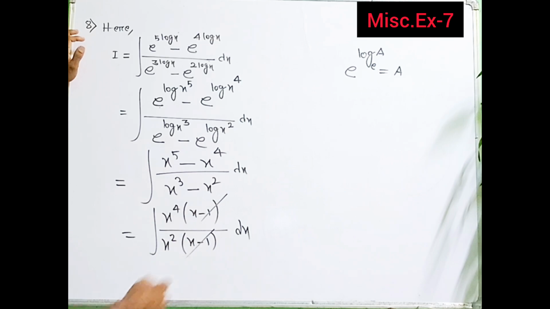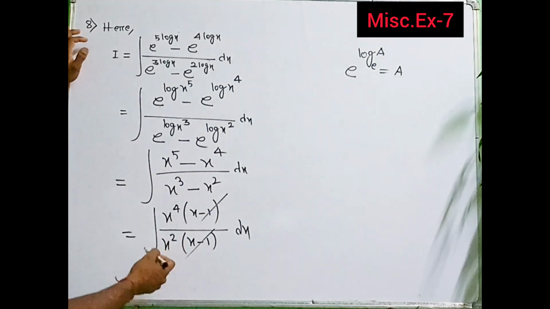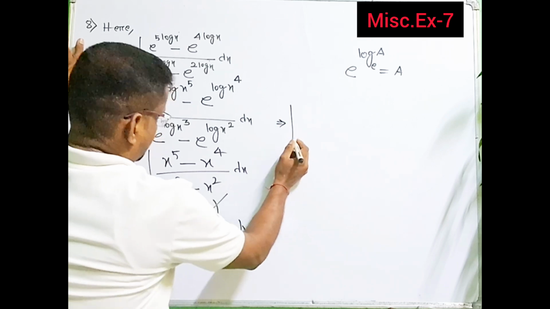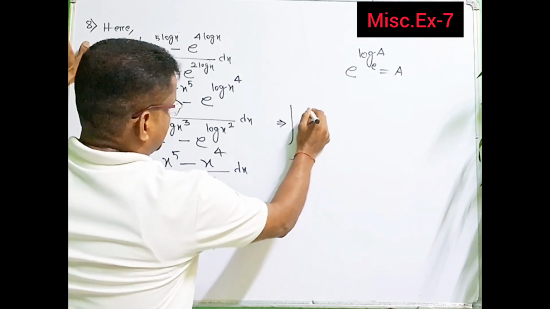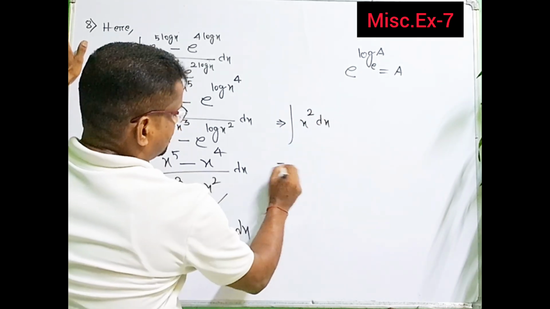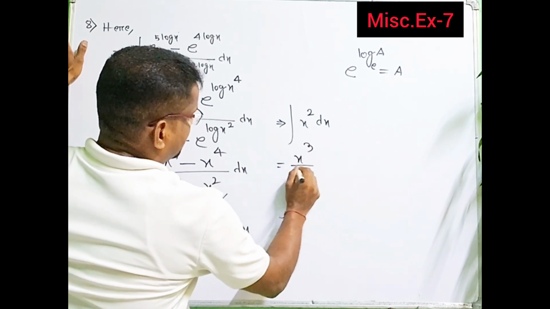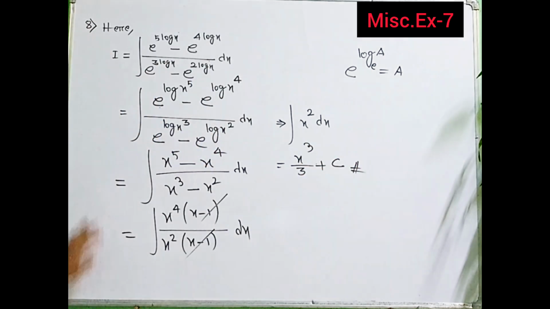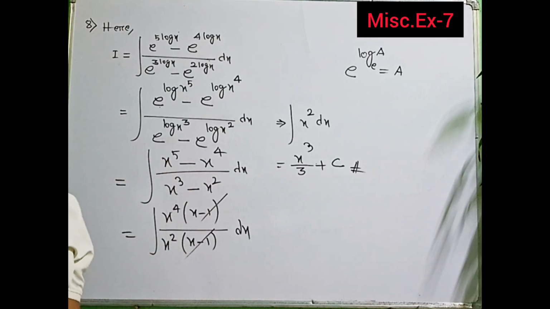So these two terms will be cancelled out. x to the power 4 divided by x square is nothing but integration of x square dx, which is x cube by 3 plus c. This is your answer. This is a simple solution of question number 8.